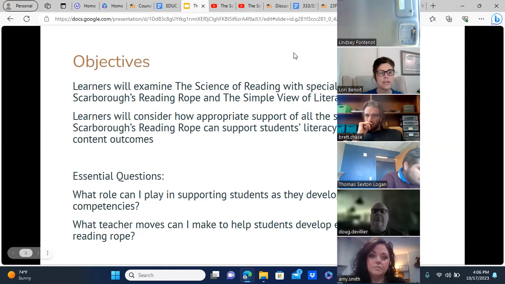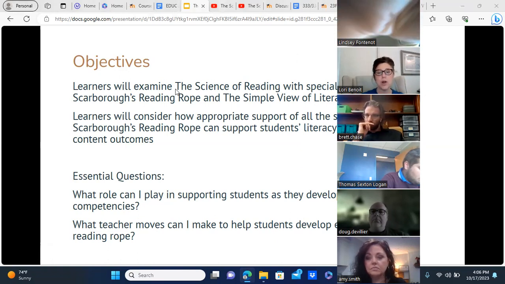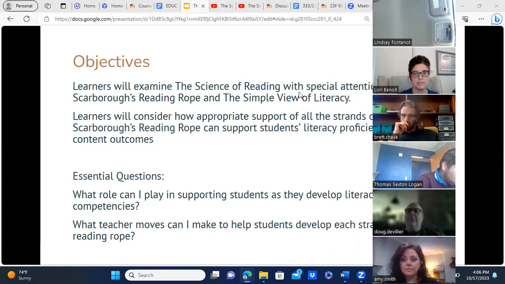Our essential questions are: what role can I play in supporting students' competencies in building their strands of the reading rope, and what teacher moves can I make in building these competencies?